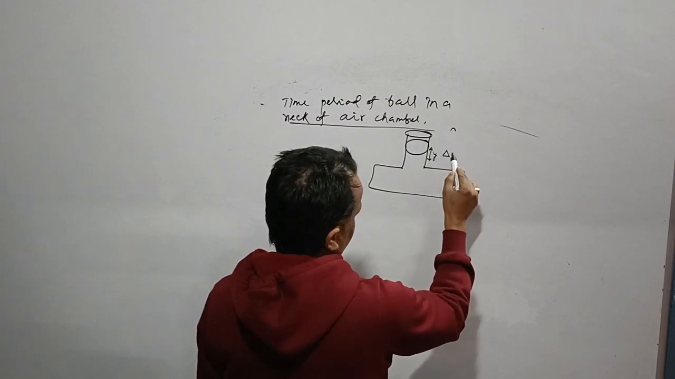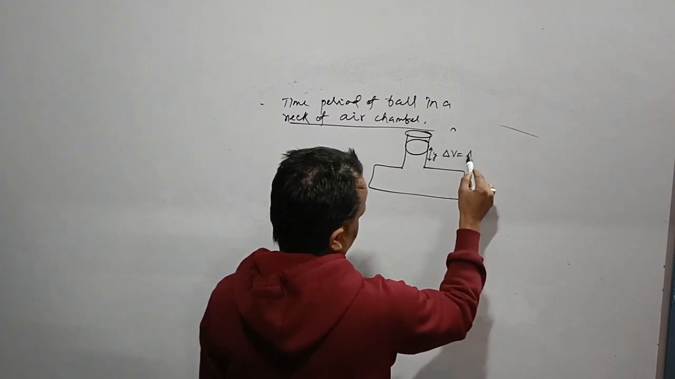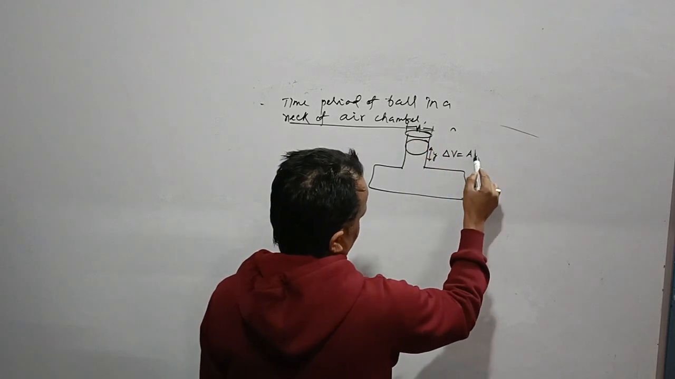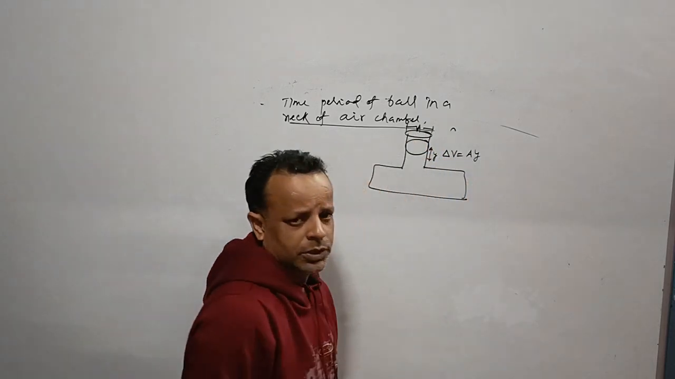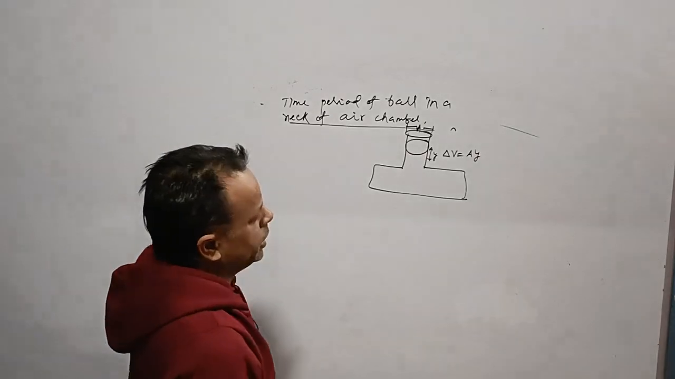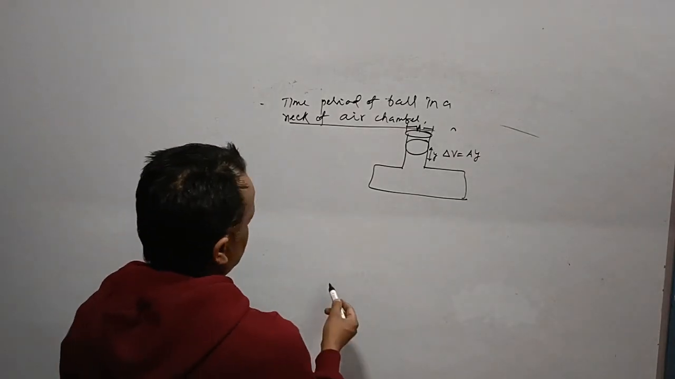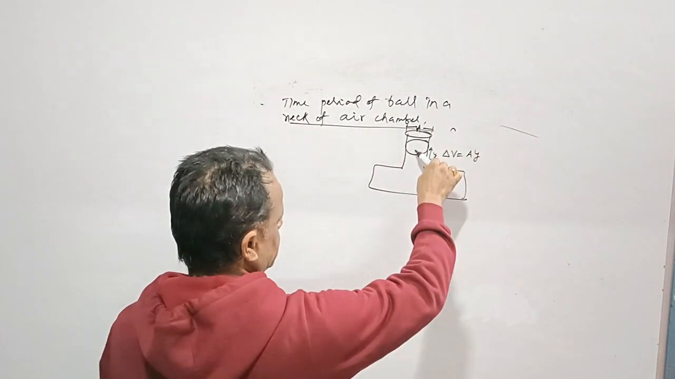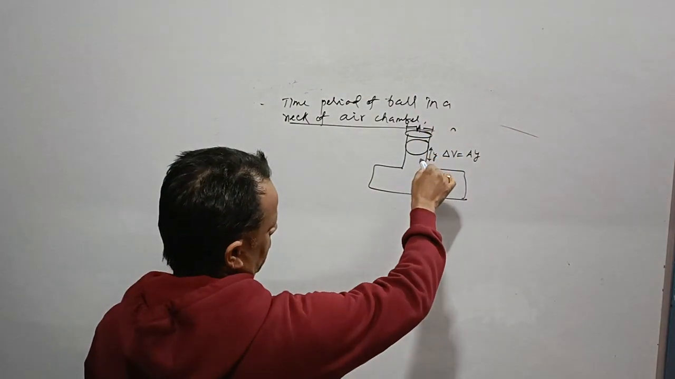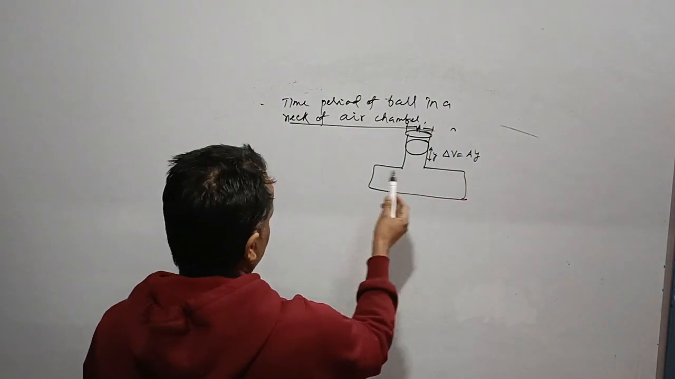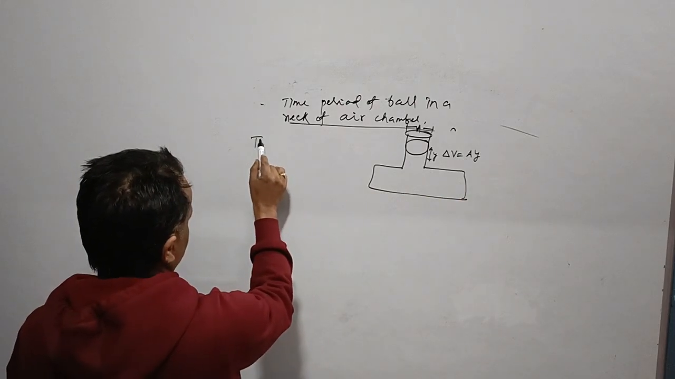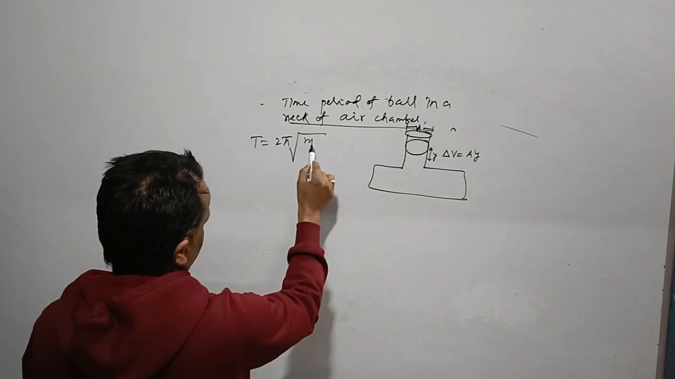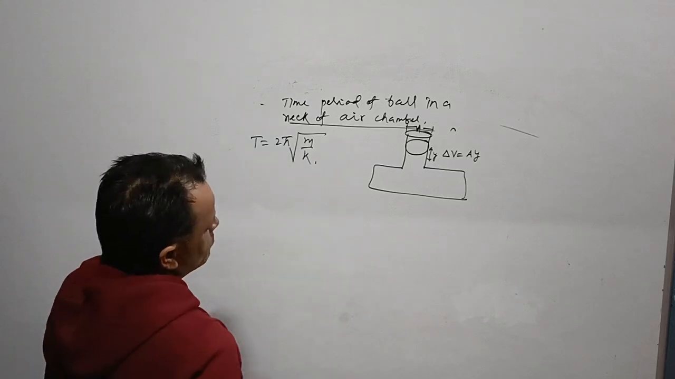So there will be a change in the volume, equivalent to the area of cross section of this opening into y. This is the change in volume. Earlier on it was at rest. I have compressed it to a certain level, due to which there is a change in the volume. Now we know that time period is 2 pi root over m by k.